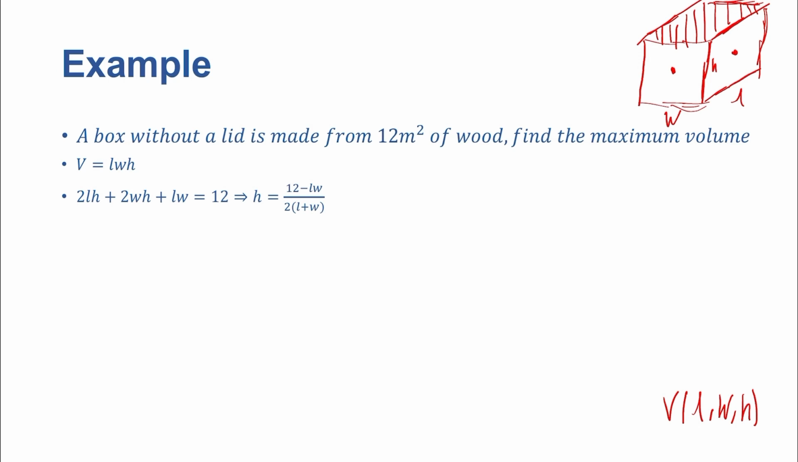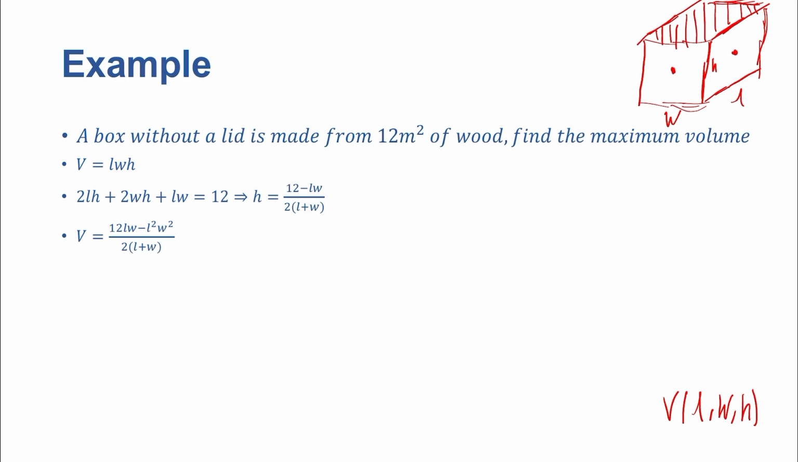Now, so that we are a function of 2 variables instead of 3 variables, which is going to make our lives a lot easier, we are going to solve for height in terms of length and width. So height will be equal to 12 minus length times width over 2 times length plus width. Now we can substitute this back into the original equation for volume. So we will get 12 times length times width minus length squared times width squared over 2 times length plus width.